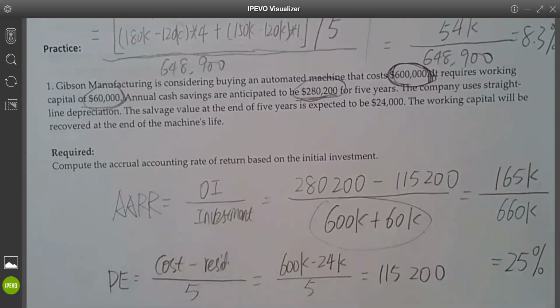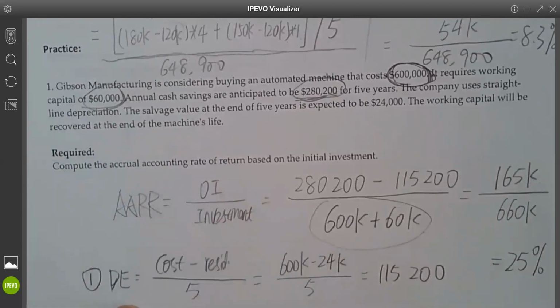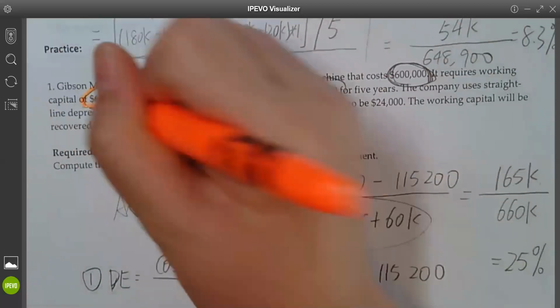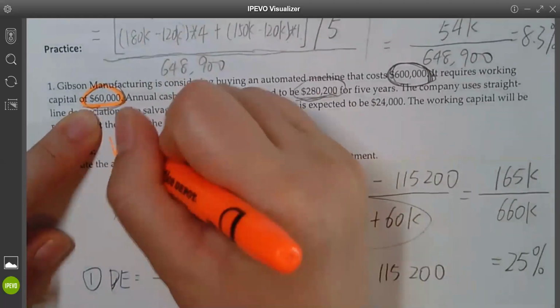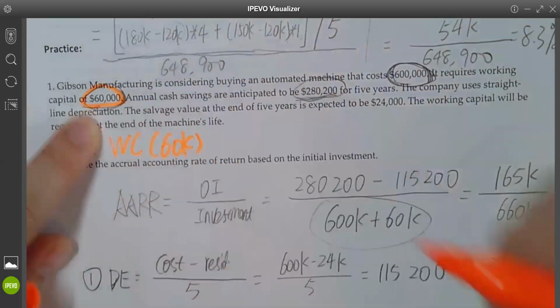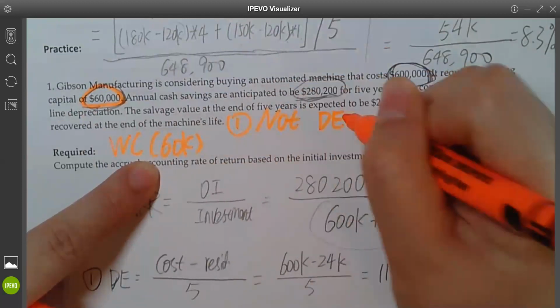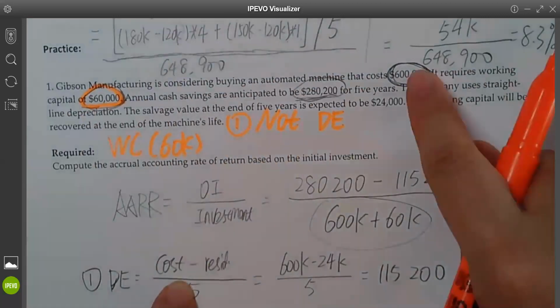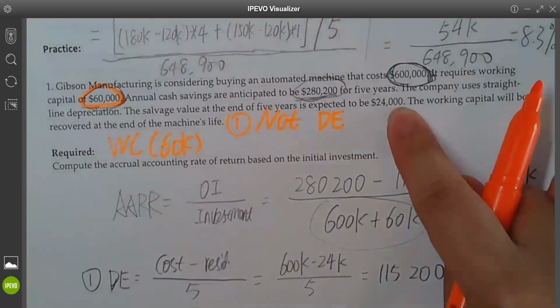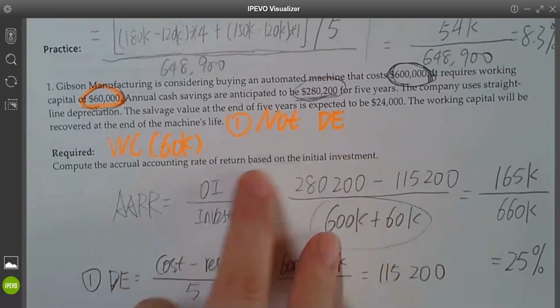So let's go back to the question. First, get your depreciation expense. The main tricky thing is the working capital, 60,000. How do we take care of this 60,000? First, we know it's not in the depreciation expense calculation. Our depreciation expense is just based on the cost, 600,000 minus the residual divided by years. So the working capital has nothing to do with our depreciation expense.